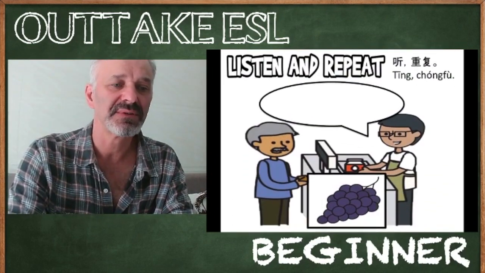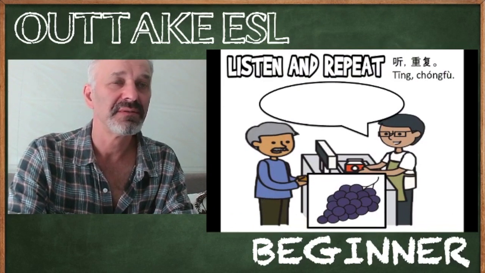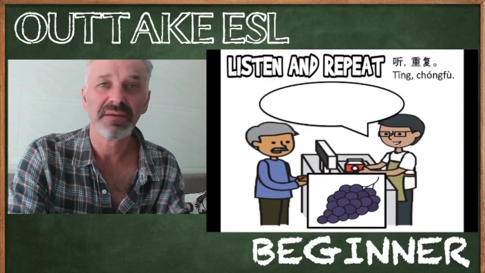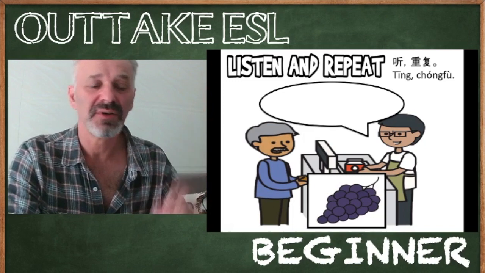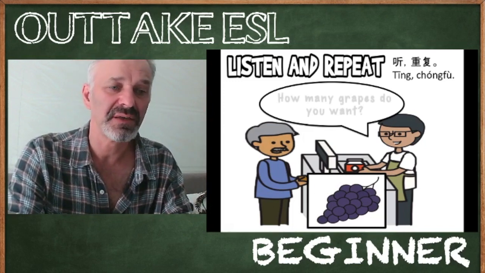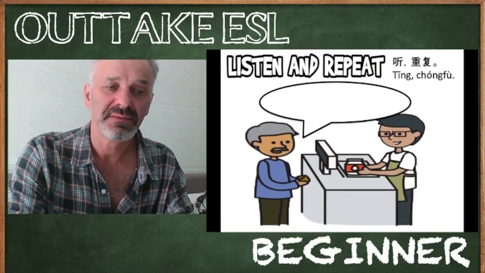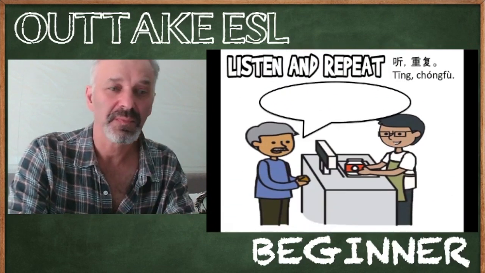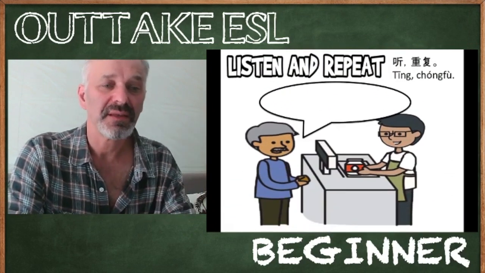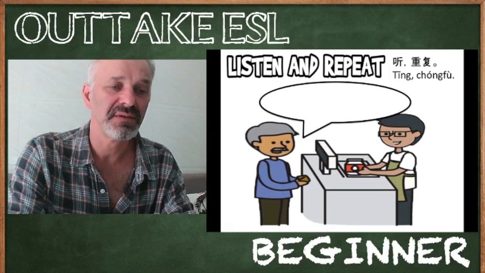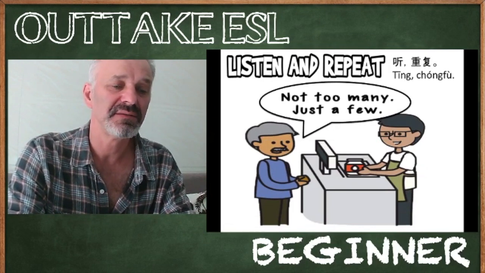Grapes. So listen. How many grapes do you want? Please. How many grapes do you want? Okay, very good. How many grapes do you want? Listen. Not too many, just a few. Not too many, just a few. Very good. Not too many, just a few.